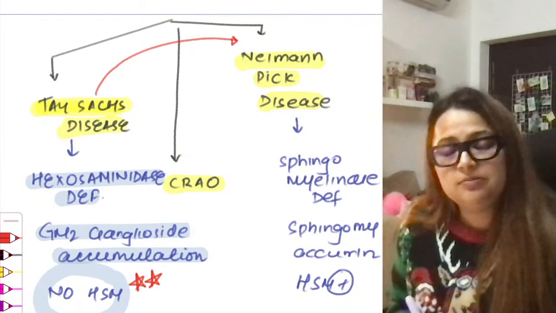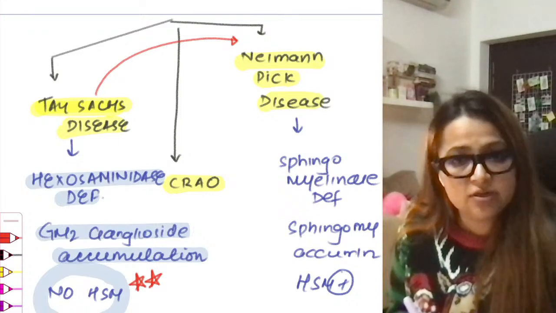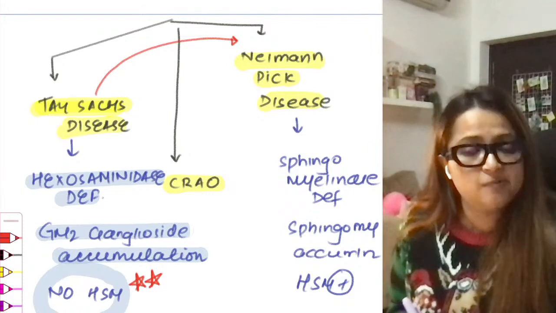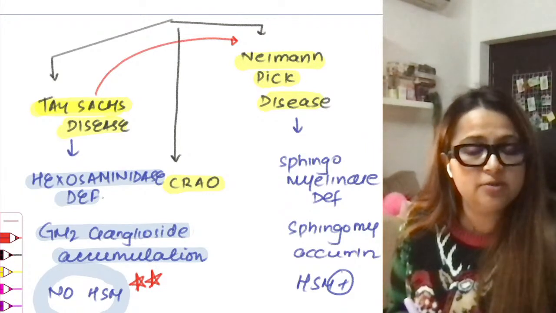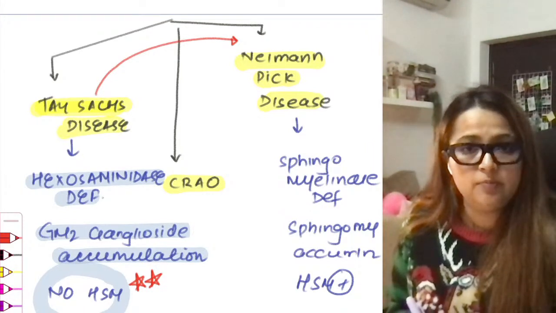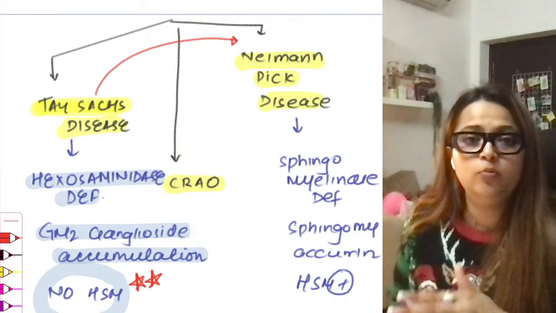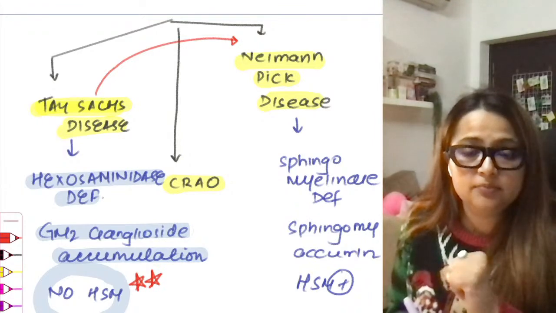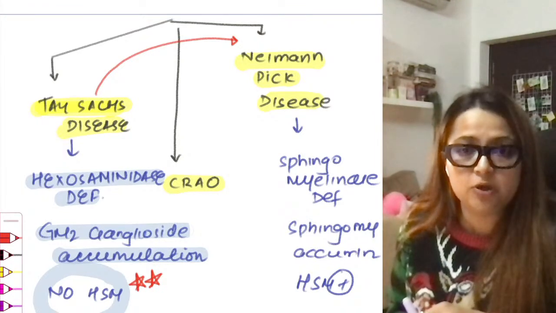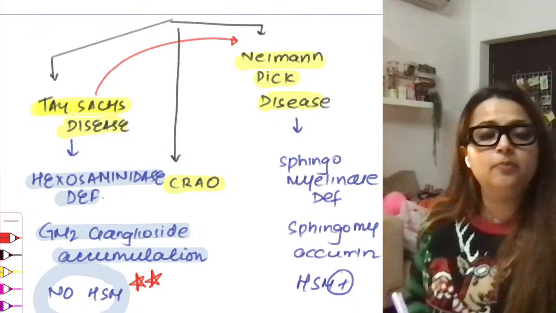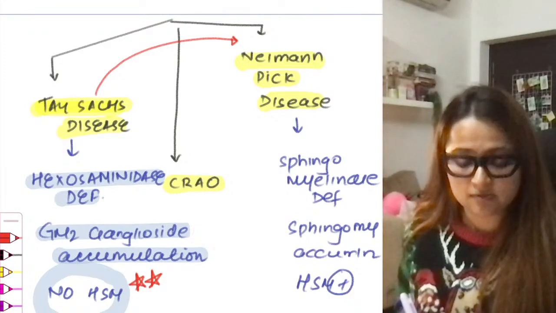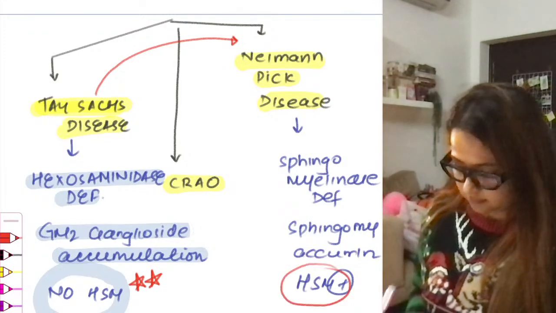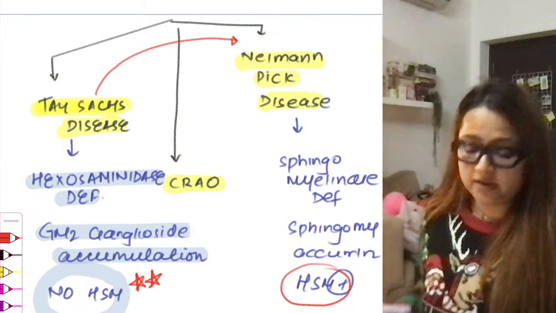Tay-Sachs and Niemann-Pick, both of them are lysosomal storage diseases. But both of them also show the cherry red spot on the macula. So how are you going to differentiate between these two? Number one, based on the enzyme that is deficient. Number two, based on the substance that is accumulated. And number three, on the basis of the presence or absence of hepatosplenomegaly. Hepatosplenomegaly is not seen in Tay-Sachs disease, whereas hepatosplenomegaly would be seen in case of Niemann-Pick disease. So this is a very, very high yield point.